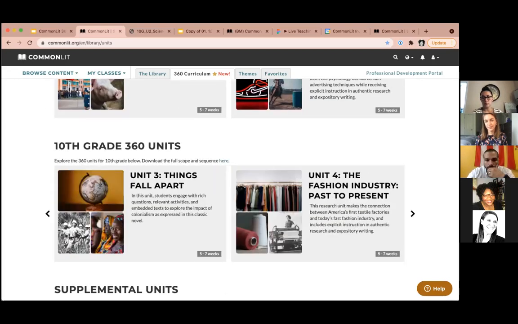In unit 4, I just want to take a moment to stop here and talk a little bit about this unit and some of the great features that are not only in this unit, but in all of our unit 4s. This research unit is called the fashion industry past to present, and it's taking a look at the textile industry, beginning with one of our first textile mills, the Lowell Mill System in Massachusetts. Students are reading primary documents. They're reading these incredible letters from the women who worked in the factories.